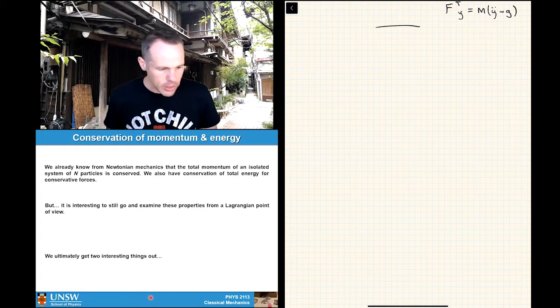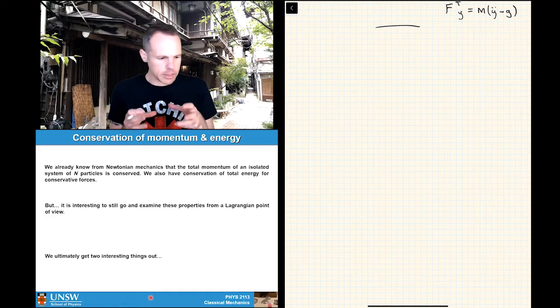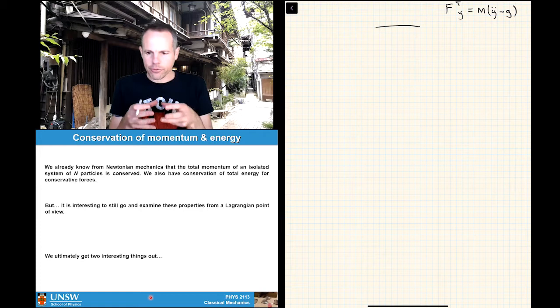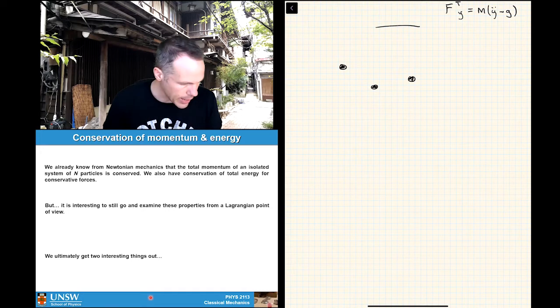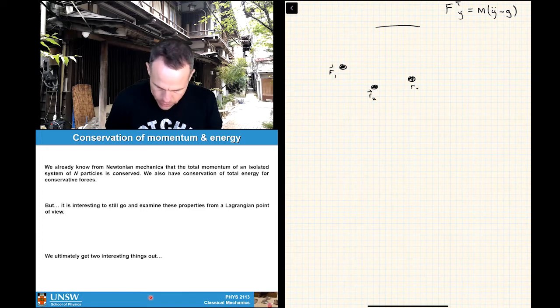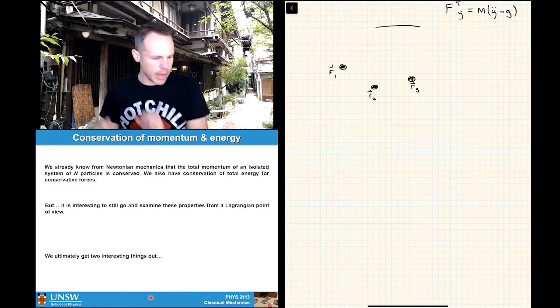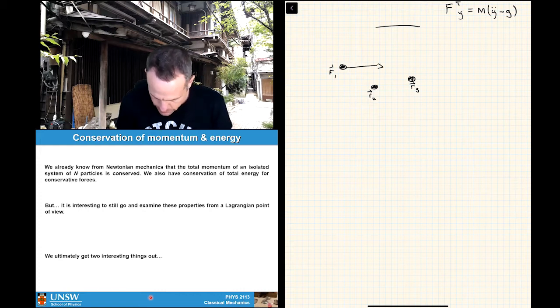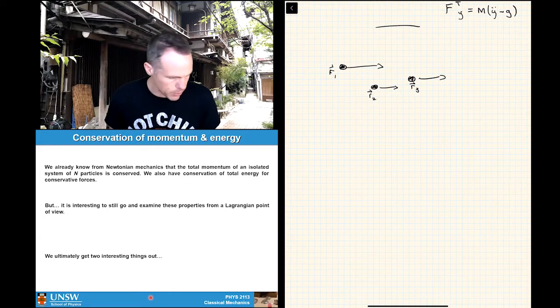Okay, so let's deal with conservation of momentum first. A nice feature of an isolated system is that you have translational invariance. So if you imagine having a bunch of particles in here, might have n of them, and they've got positions R1, R2, R3, and so on. What you can do is take them through some displacement epsilon. And for the maths later on, I'm going to take them through a displacement in x just to keep things nice and simple.